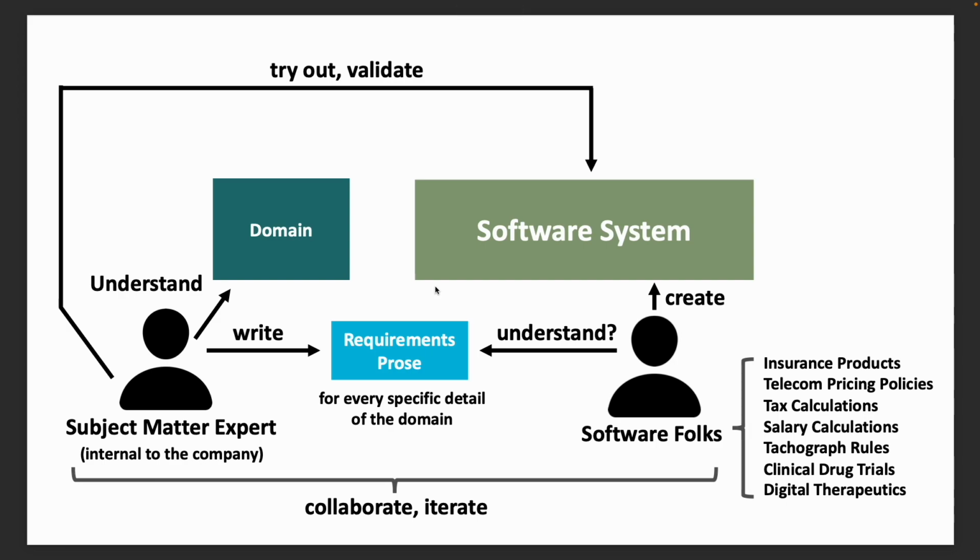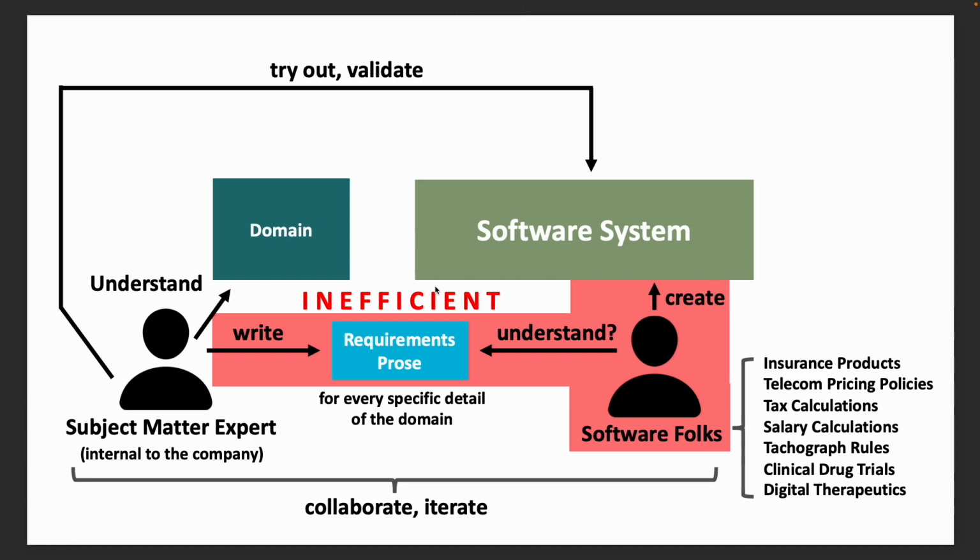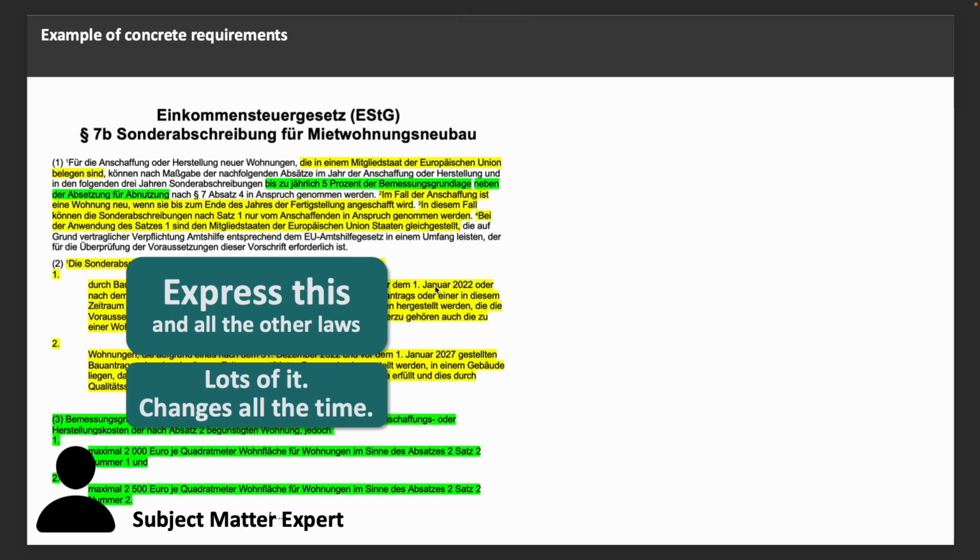In insurance products, telecom pricing models, tax calculations, salary calculations, tachograph rules, clinical drug trials, digital therapeutics, and all kinds of other things. And so, yeah, why is this inefficient indirection through the requirements going on? Just to drive this home, for example, if we go to the tax case example, every little change of the requirements of the actual tax law, like some kind of tax rate changing or some condition when the tax is applicable and when it is not, every little detail has to be programmed by the software people after they have gotten the requirements.